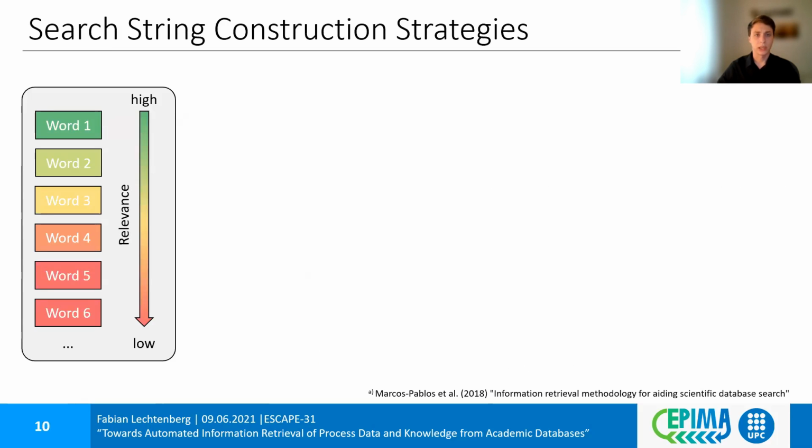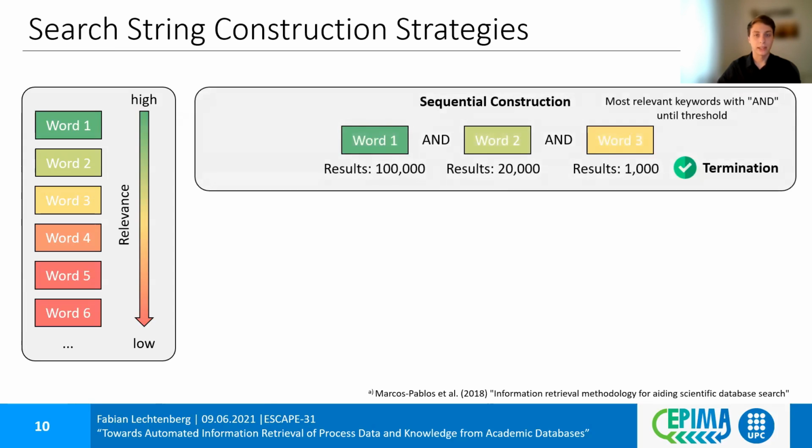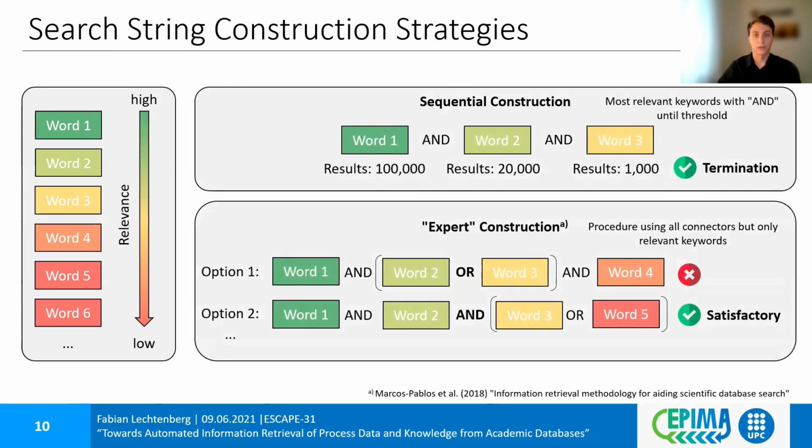One feasible strategy to construct query strings would be a sequential approach to connect only the most relevant keywords with AND connectors until the number of resulting candidate documents is low enough to be handled by a human. Another approach would be the construction of strings using expert knowledge to reasonably combine keywords together with all available operators until the resulting candidate list has a reasonable length and the quality impression seems satisfactory. A systematic approach based on such ranked keyword lists has been demonstrated by Marcos Pablos and co-workers in 2018.